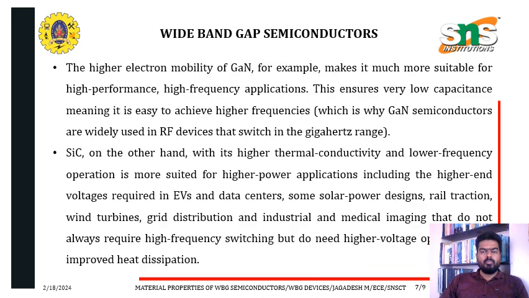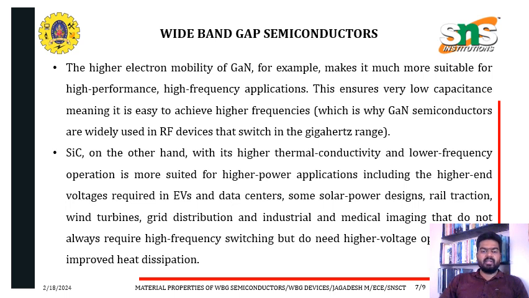The higher electron mobility of gallium nitride, for example, makes it much more suitable for high performance, high frequency applications. This ensures very low capacitance, meaning it is easy to achieve higher frequency, which is why gallium nitride semiconductors are widely used in RF devices that switch in the gigahertz range.